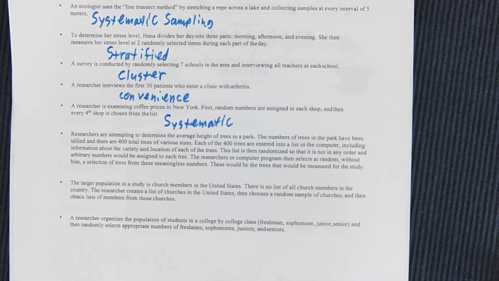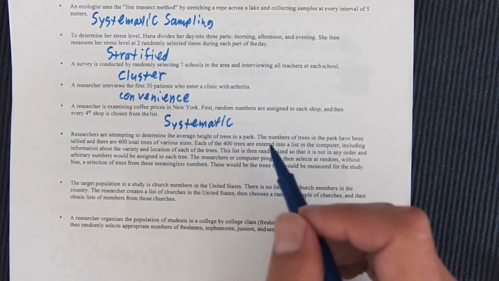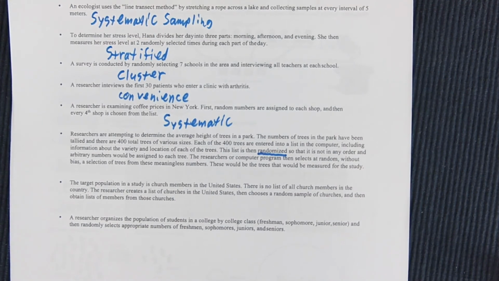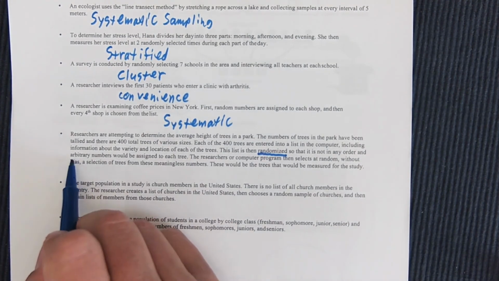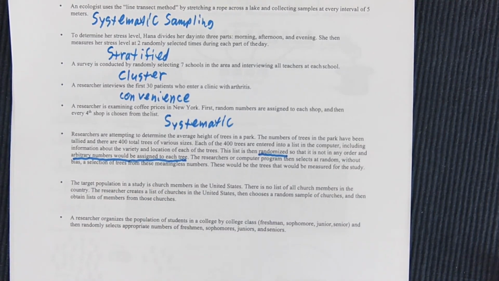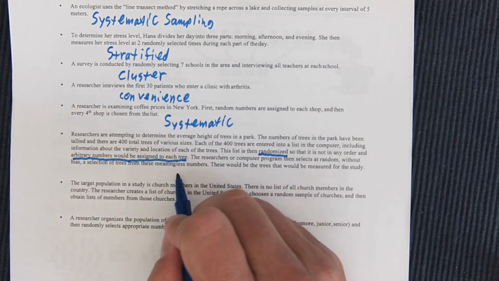Researchers are attempting to determine the average height of trees in a park. The number of trees in the park have been tallied, and there are 400 trees of various sizes. I'm going to summarize this a little bit. Each of the 400 trees enter into a list in the computer, including information, variety, location of the trees. This list is then randomized. There's our key. So this is not in any order, and arbitrary numbers would be assigned to each tree. The researchers or computer program then selects at random, without bias, a selection of trees from these meaningless numbers. All right, this is definitely random.